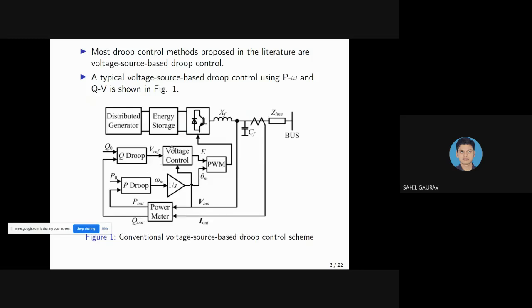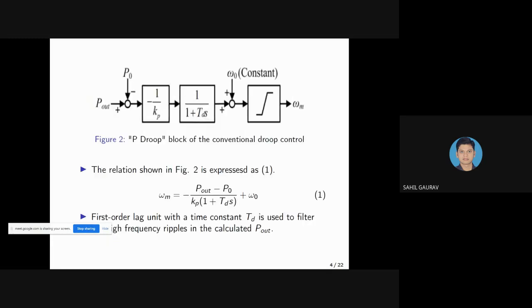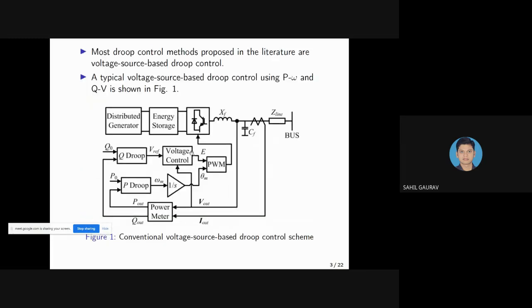And further, here you can see the voltage control block. This voltage control is used to control the amplitude of the output voltage to the voltage reference V reference. For this voltage control, there is a variety of choices for us. We can apply various control methods inside the voltage control. It can either be a single voltage loop control or a multi-loop control.